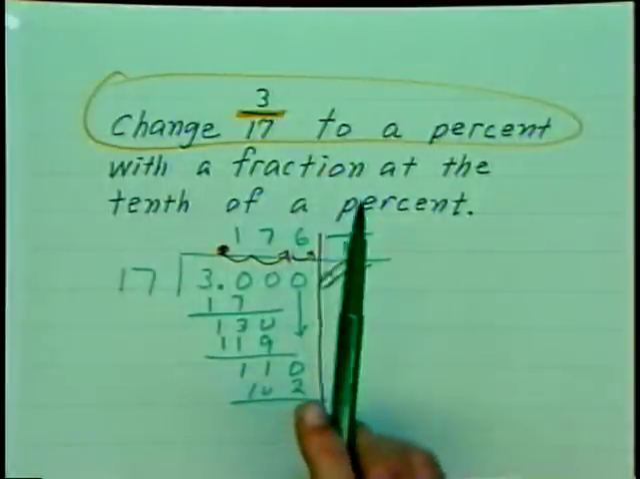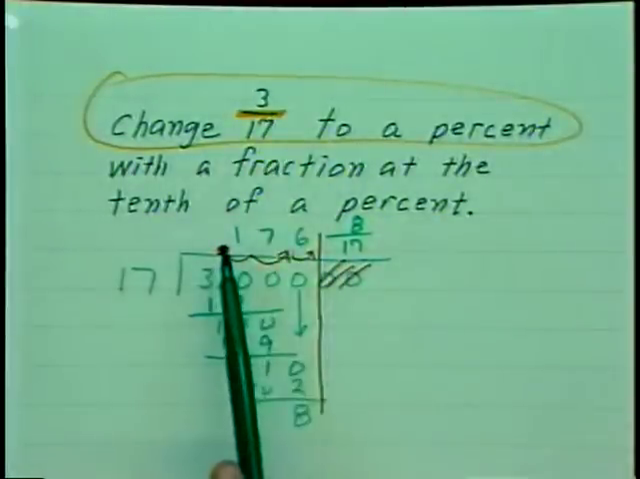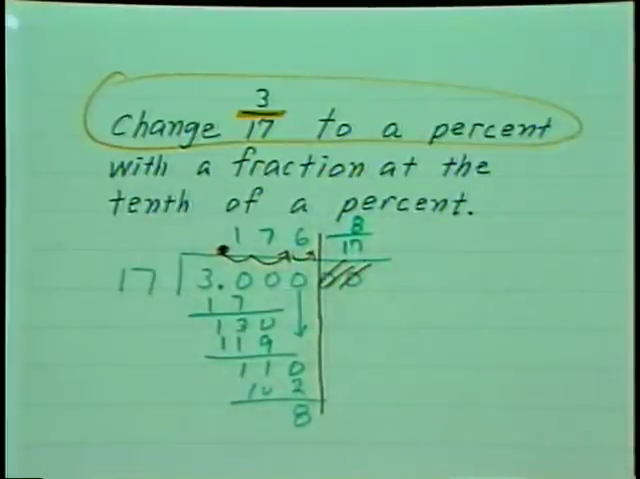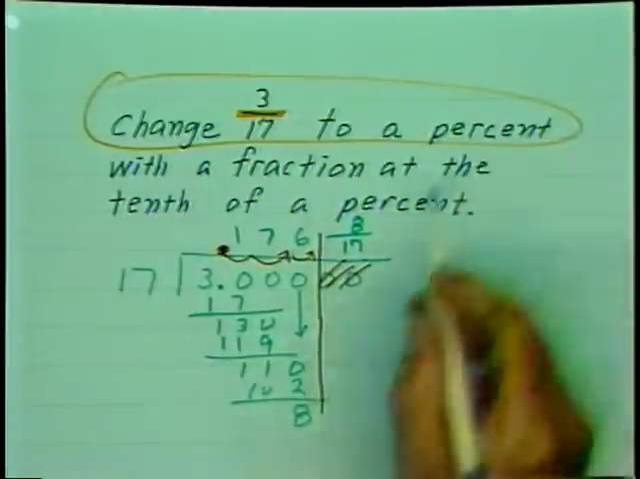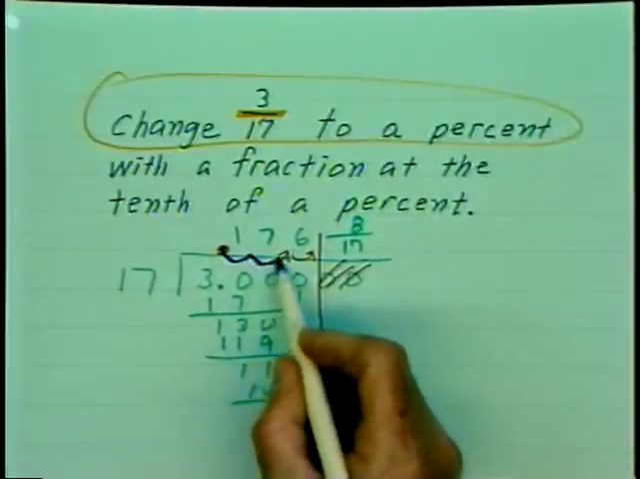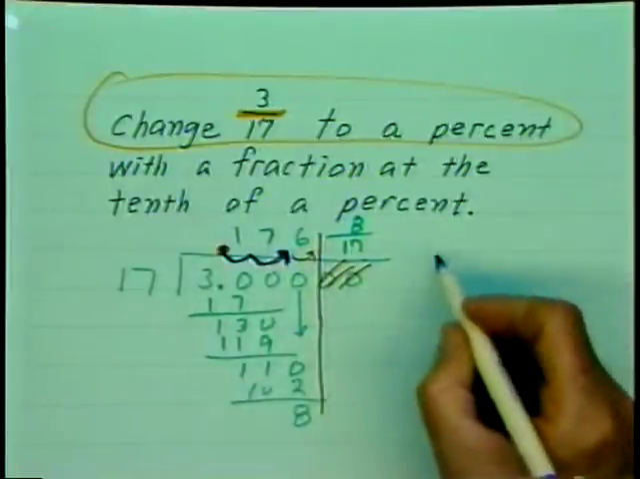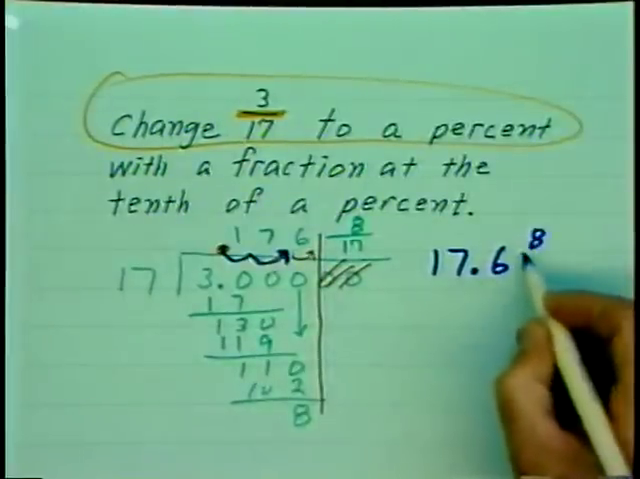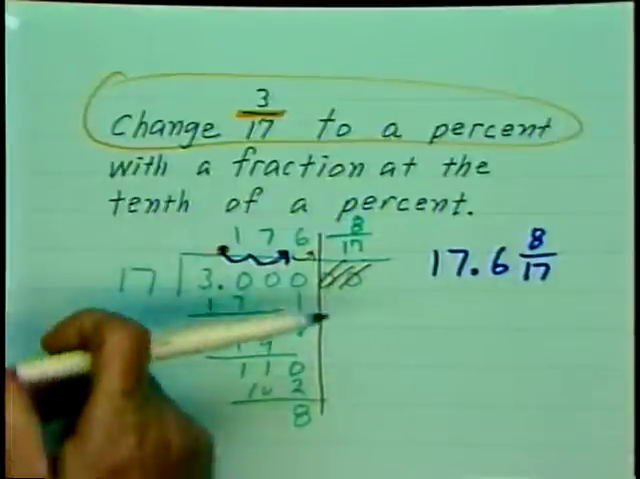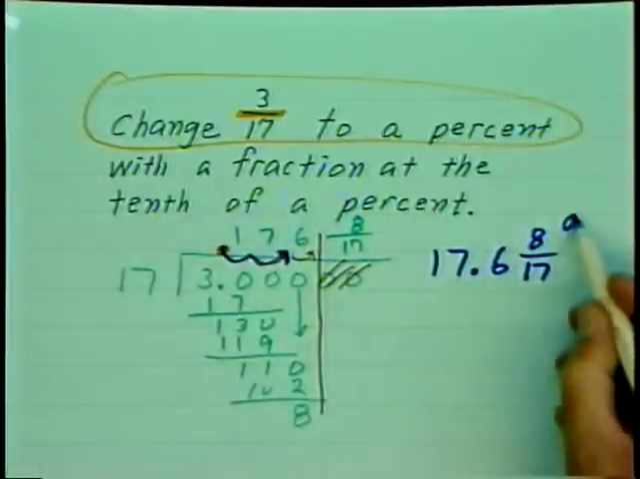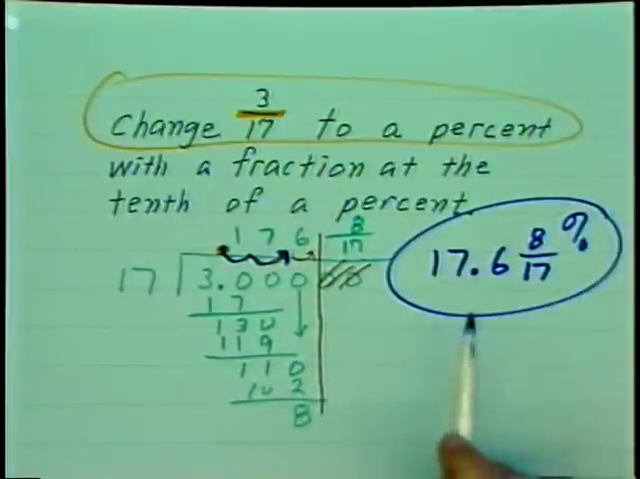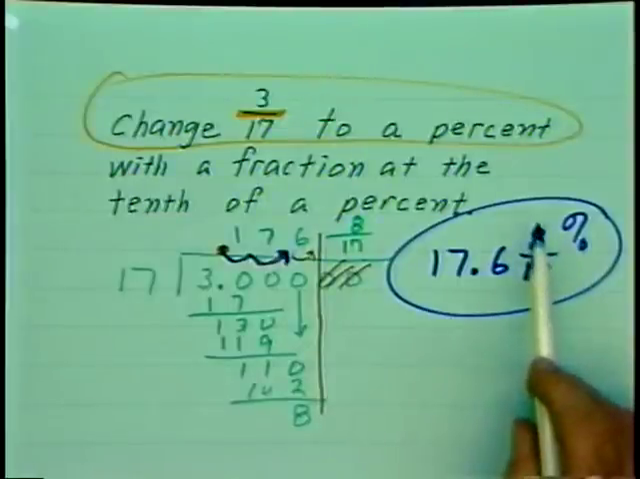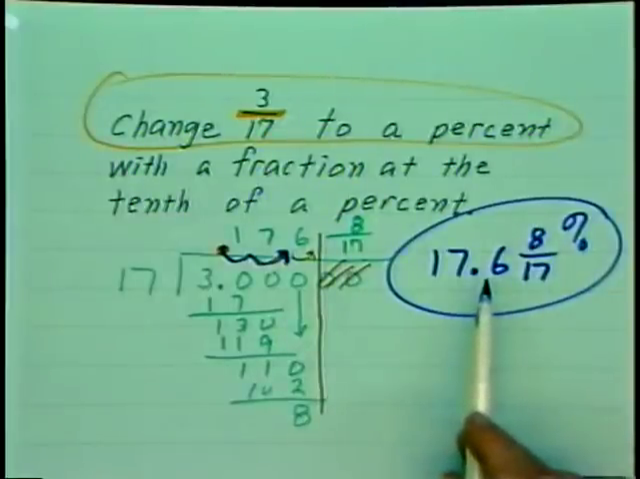Now I've changed this fraction to a decimal with a fraction at the nearest thousandth. Changing that decimal to a percent, I move the decimal point 2 places towards where I want the percent to be, and I get 17.6 and 8/17, and because I moved it towards the percent, I stick the percent sign on. So I have a percent, but it's a percent with a fraction at the nearest tenth.